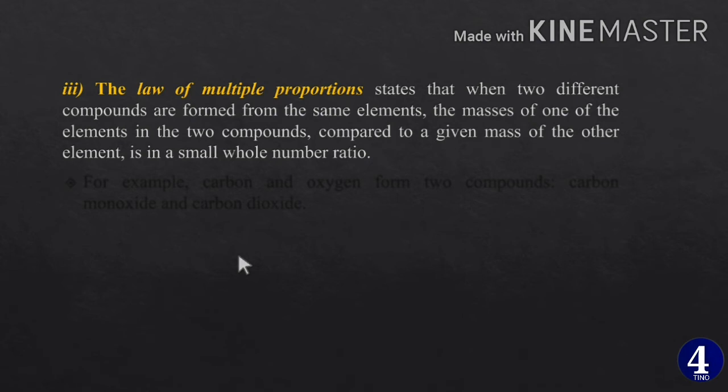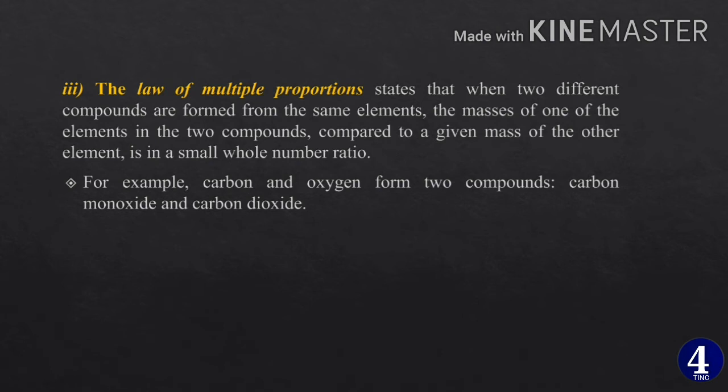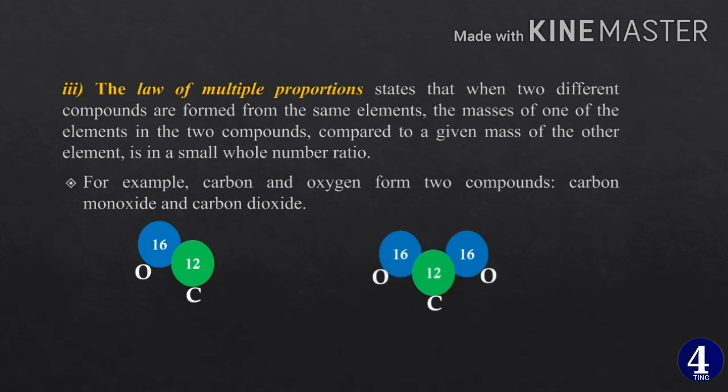For example, we have carbon and oxygen forming two compounds, which are carbon monoxide and carbon dioxide. In carbon monoxide we have 16 oxygen in terms of mass and 12 for carbon. This is carbon monoxide. When we come to the other one, you cannot find two oxygens here, 15 here, 16.